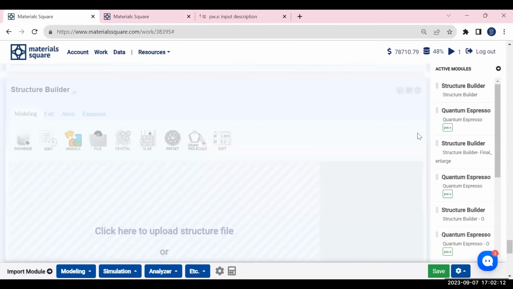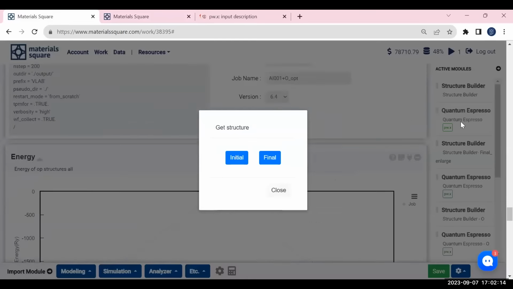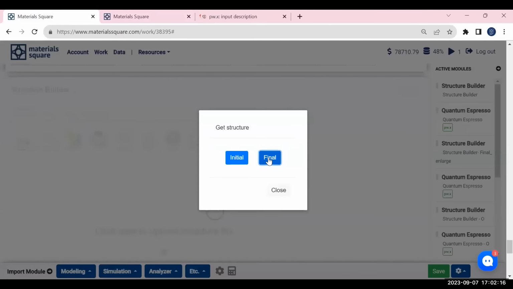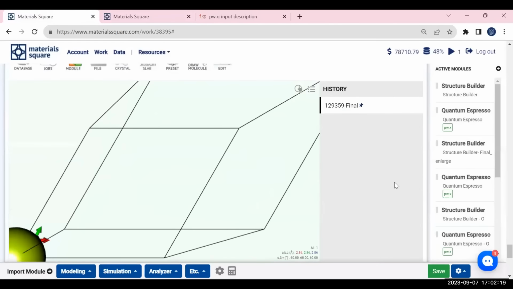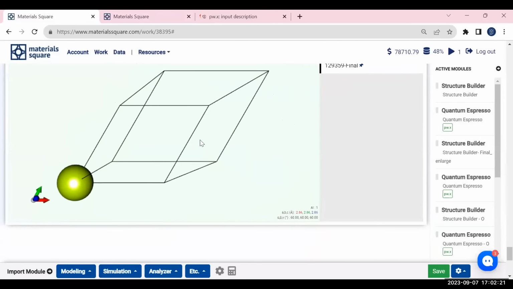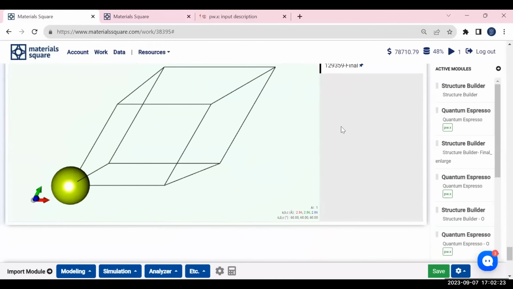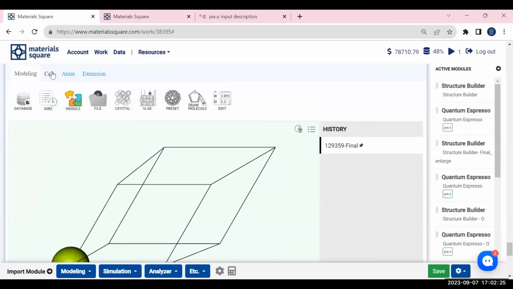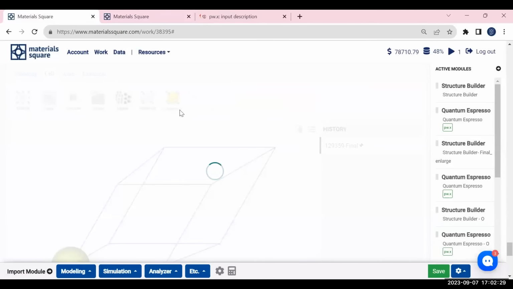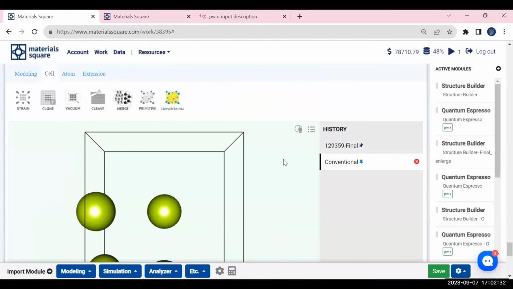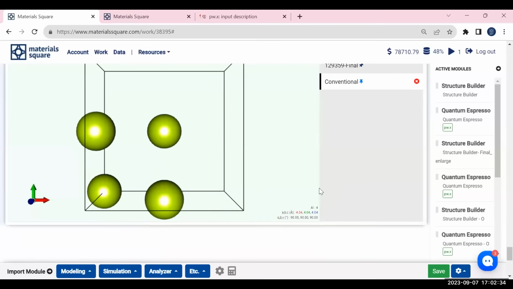I will connect the first Quantum Espresso, this one. Just call for me the final structure. So the final structure after the optimization SCF calculation has been called. The next step, change your structure into the conventional method. You will see a unit cell with 4 aluminum atoms, okay?